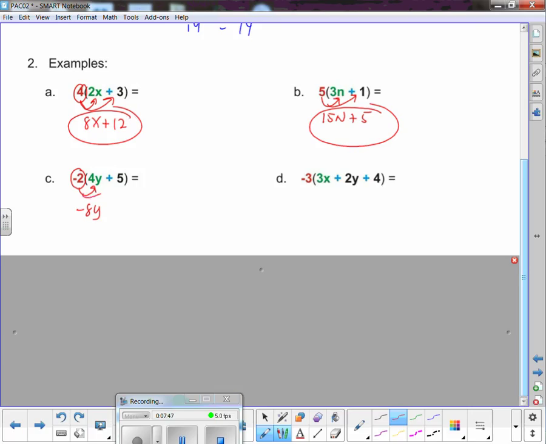Somebody raise your hand and tell me, what do we get on the second distribution? Hannah? How many agree with Hannah, negative 10? You'd be all the correct ones, right? A negative 2 times a positive 5 is a negative 10. So this is negative 8y minus 10. All right, now, question, Luke? Is that the answer? That's as far as we can go.